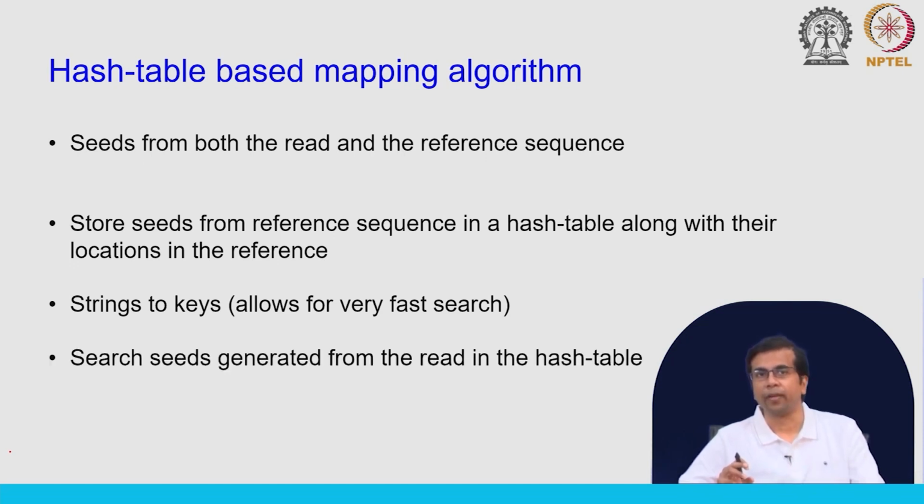And once we have stored these reference seeds into the hash table, we can generate seeds from the read and search against the hash table. The seeds are stored as keys, and if there is a match in the key, we will get a value, and that value will give the location of that seed. This is the brief idea, but we will elaborate this further with more examples.